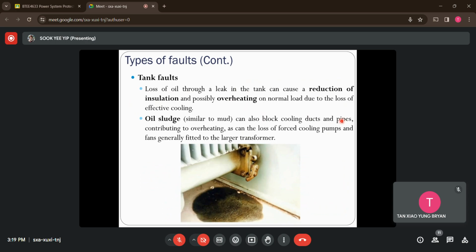Whenever we have such failures, let's say the cooling pumps as well as the fan are no longer working, this further contributes to overheating. Usually you will see that larger transformers are equipped with such cooling accessories, but for small transformer tanks we don't need this. Okay, so now let's move on.